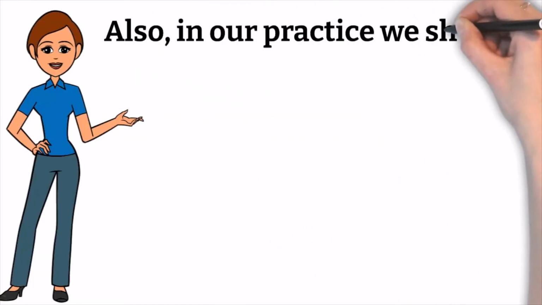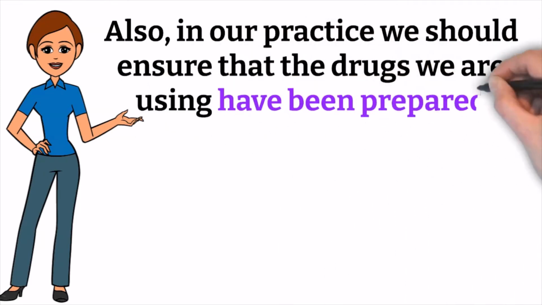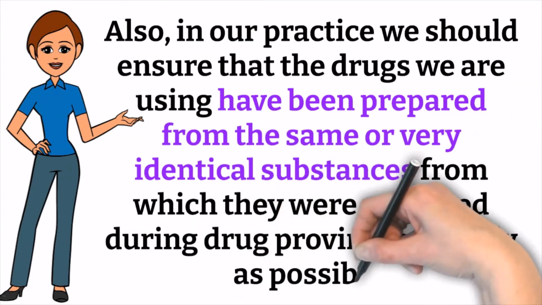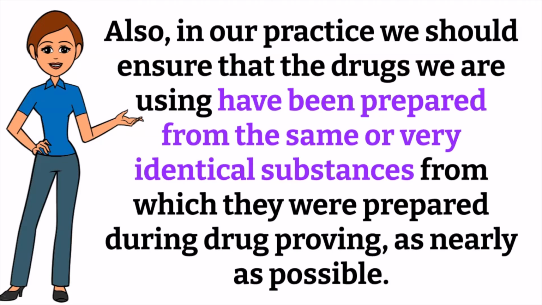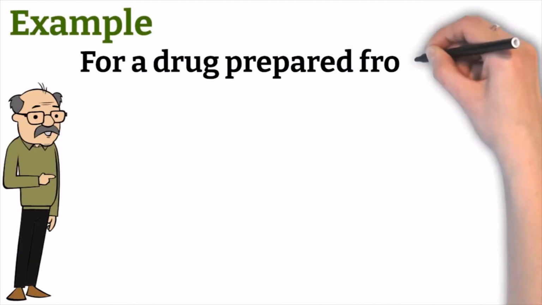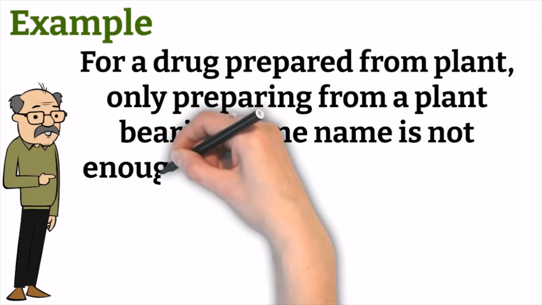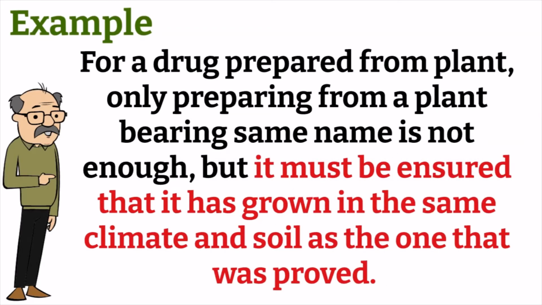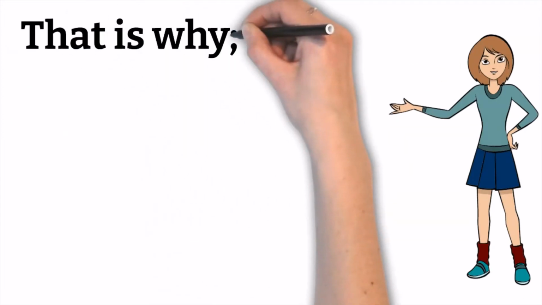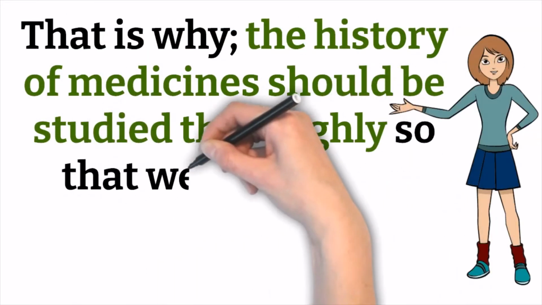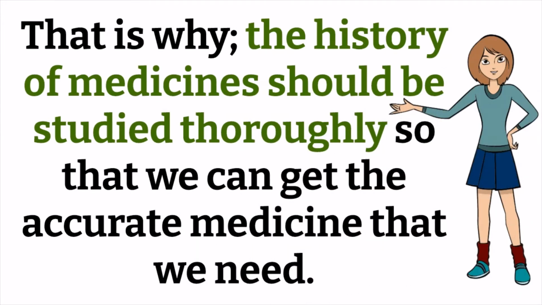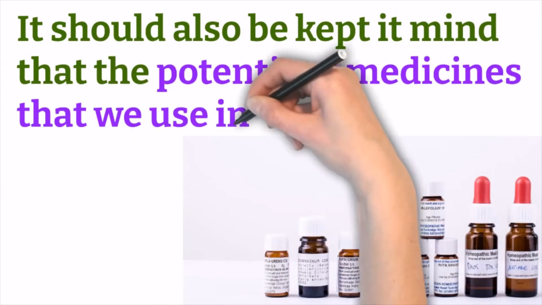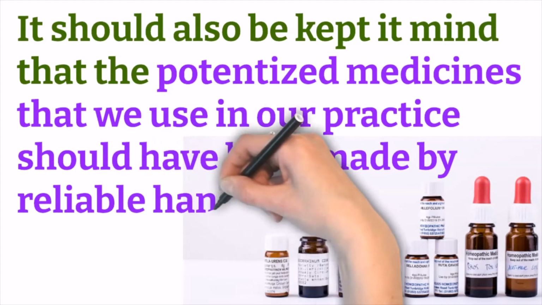Also, in our practice, we should ensure that the drugs we are using have been prepared from the same or very identical substances from which they were prepared during drug proving as nearly as possible. For illustration, for a drug prepared from a plant, only preparing from a plant bearing the same name is not enough, but it must be ensured that it has grown in the same climate and soil as the one that was proved. That's why the history of medicine should be studied thoroughly so that we can get the accurate medicine that we need. It should also be kept in mind that the potentized medicines that we use in our practice should have been made by reliable hands.